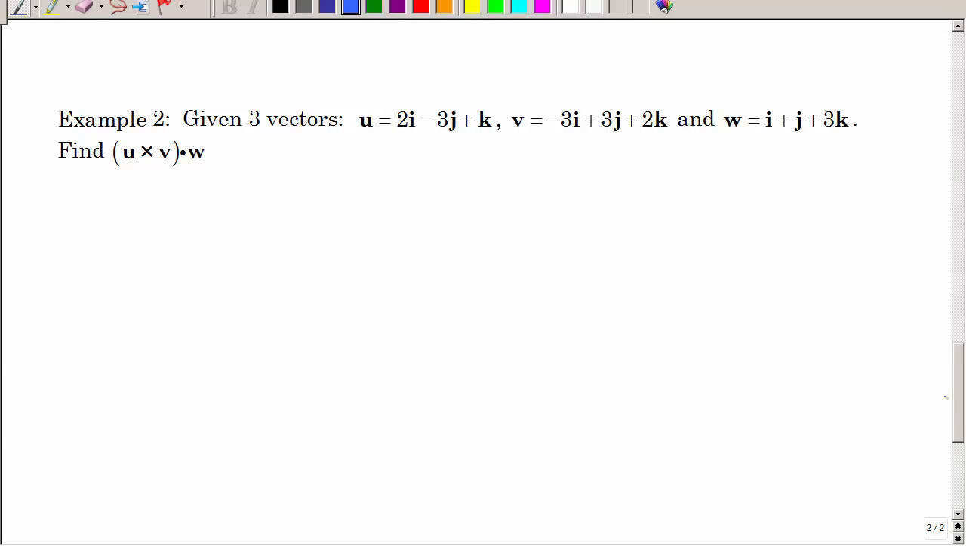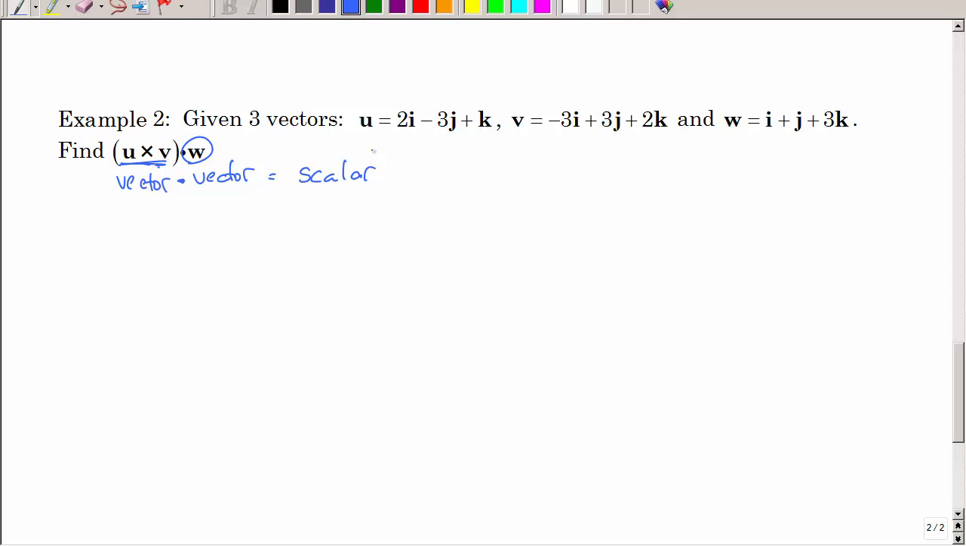So let's look at this example. Given three vectors, u, v, and w, we want to find u cross v dotted with w. Parentheses, order matters, we're going to do that first. Order of operations, remember that's going to be a vector. And then we're going to be dotting with another vector. So what does a dot product give us? A scalar. So our final answer is not a vector, it's going to be just a number.